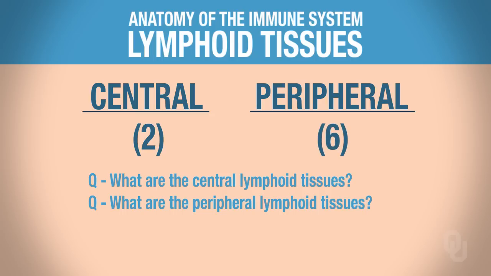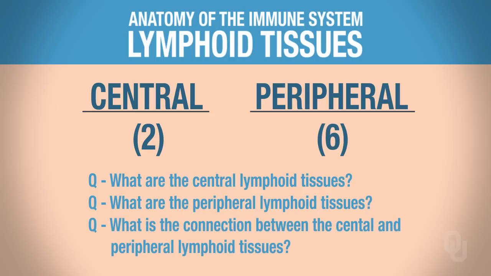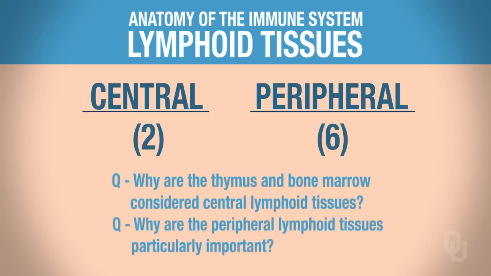And then what I want to know is, what's the connection between these central lymphoid tissues and the peripheral lymphoid tissues? So in other words, when you have lymphocytes in a central lymphoid tissue, do they always stay there or do they migrate out? Then you guys can complete these questions down below as well.